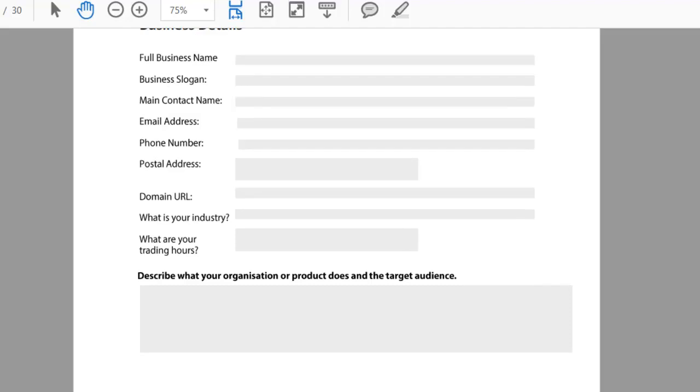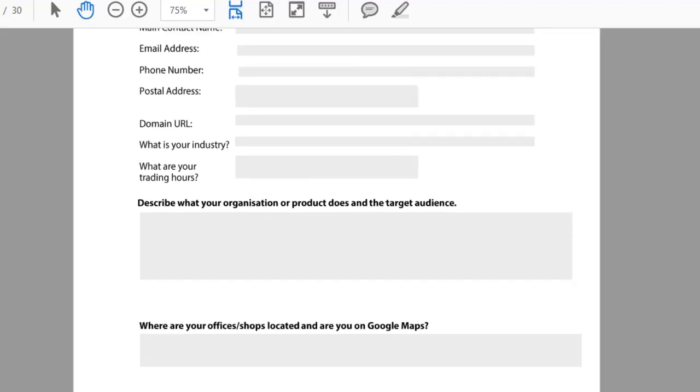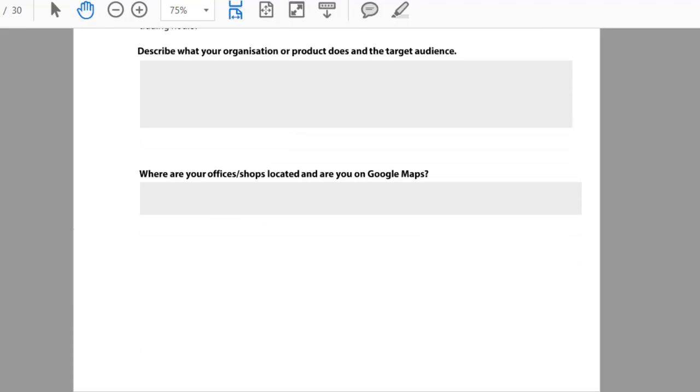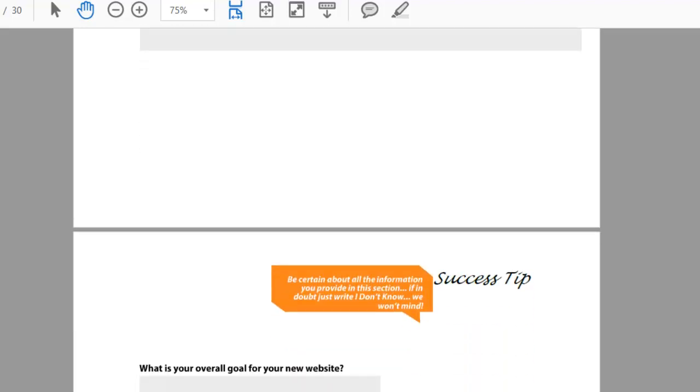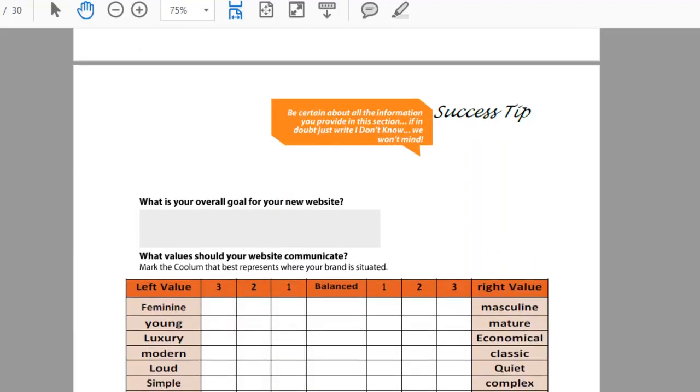That helps to inform your developer too on the style of website theme that you might be looking for. Then we go through, where are your offices or shops located, and are you on Google Maps? The reason we ask that is if you're not on Google Maps and you have an office, it's really good to get listed on Google Maps, because then you can put that on your website and it does help with your SEO as well. Then you'll see we've got little tips right throughout this whole workbook, so have a good read of those.